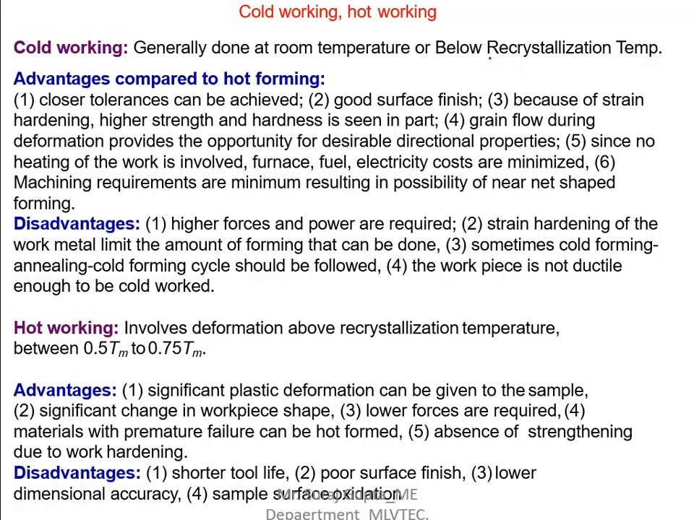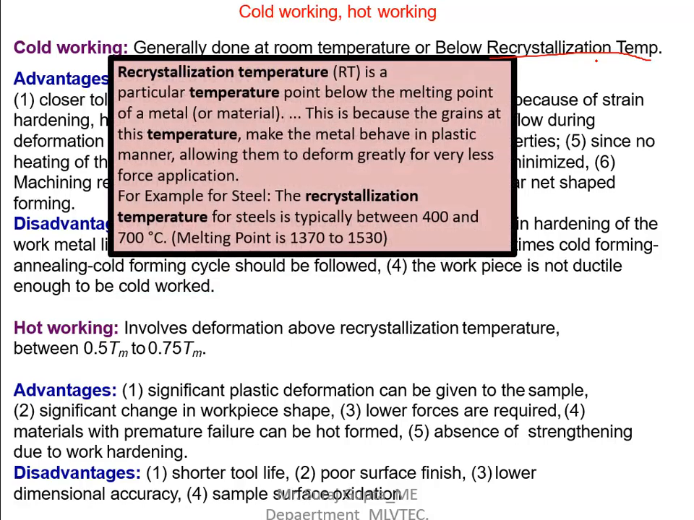So what is recrystallization temperature? Recrystallization temperature is a particular temperature point below the melting point of a metal or material. We can assume that the grains, before the heat treatment process starts, are very small units of a material, which can be seen at a microscopic level.